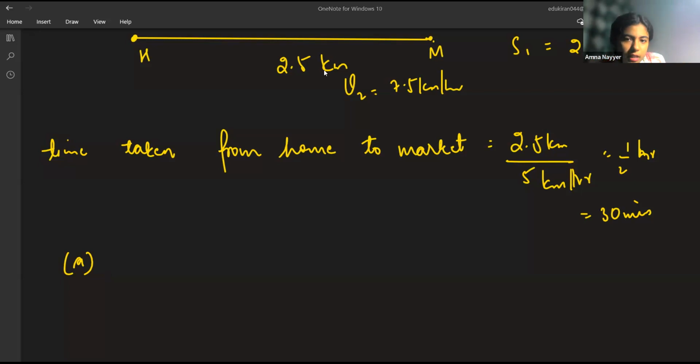0 to 30 minutes, his speed was 5 kilometers per hour. Then, when he was returning, his speed became 7.5 kilometers per hour. He increased his speed. So let us see at 40 minutes where the person will be. Right, that is the second part. But at least let us see the first part answer.